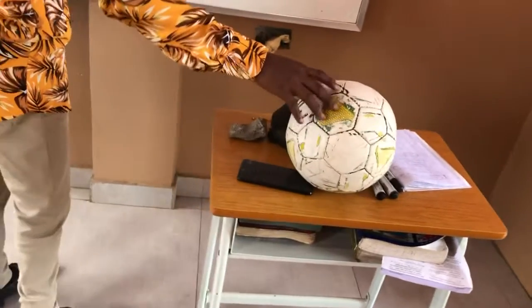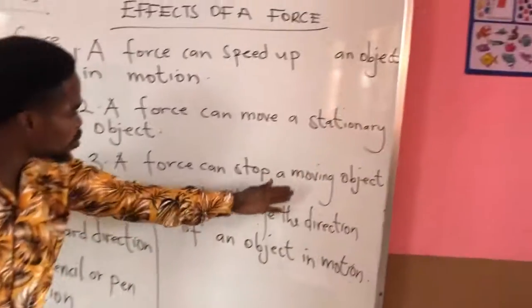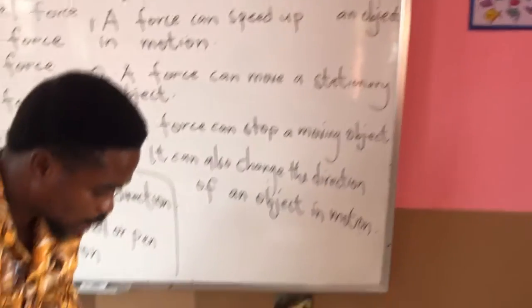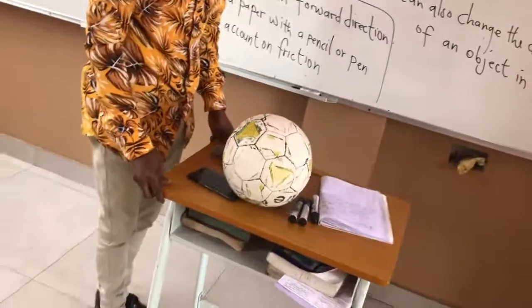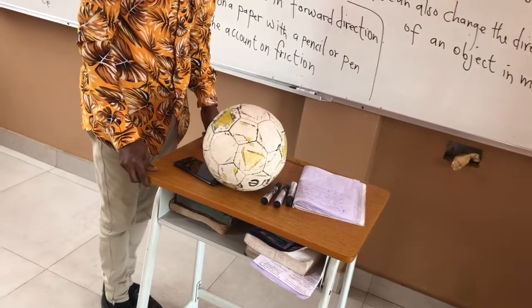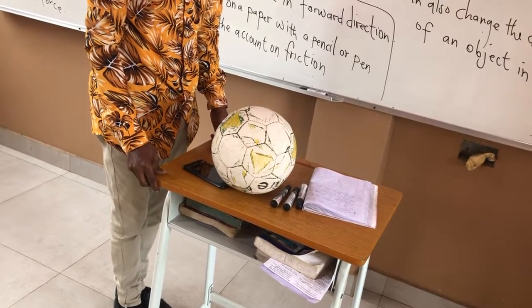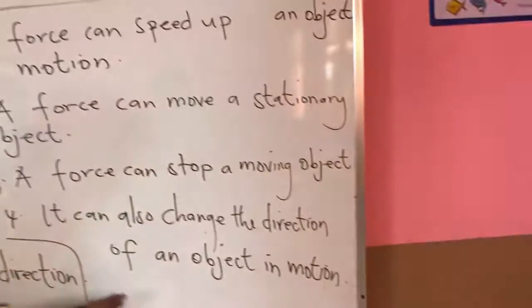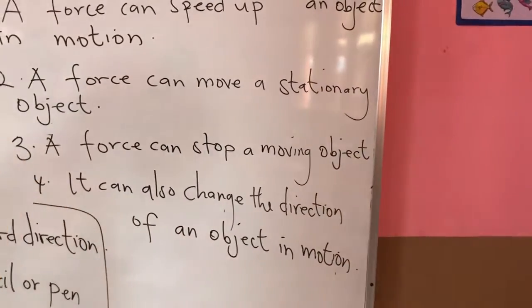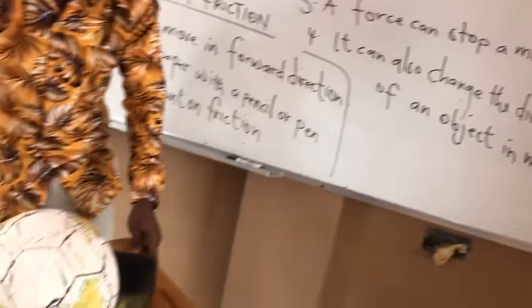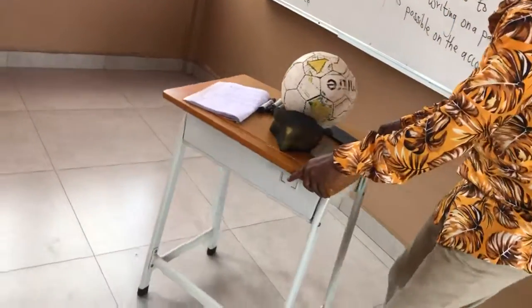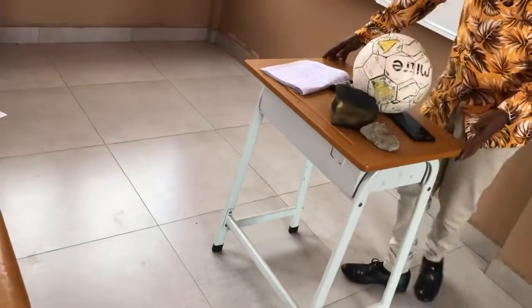Alright? So the last one, a force can stop a moving object. Now you can see this one, as I'm pulling it, there comes a time I have to stop it. So a force can stop a moving object. And then the last one, it can also change the direction of an object in motion. Yes, I can change the direction of this table. I can change it into any direction. That is what it means.